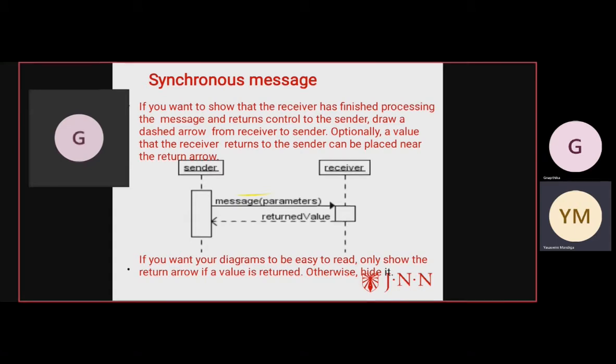Synchronous message: if you want to show that the receiver has finished processing the message and returned control to the sender, draw the dashed lines. See here how the message parameters are moving between sender and receiver. I'm passing a message by using parameters, and for this one I get a return value in the form of a returned value, which is shown with the dashed lines.